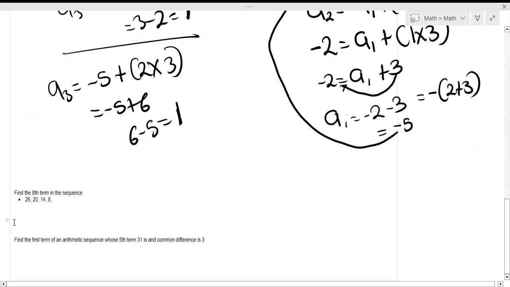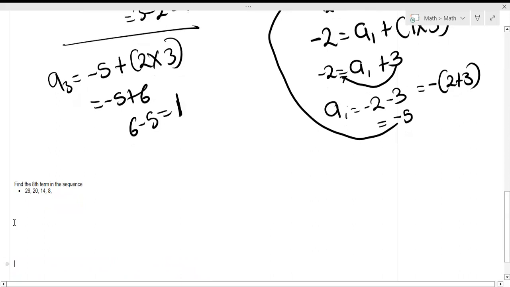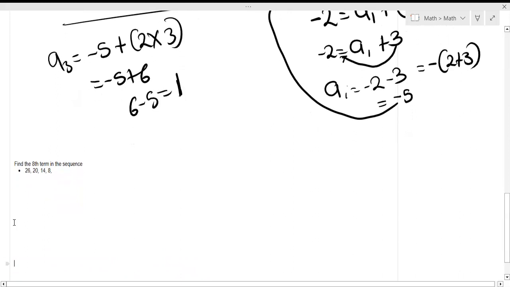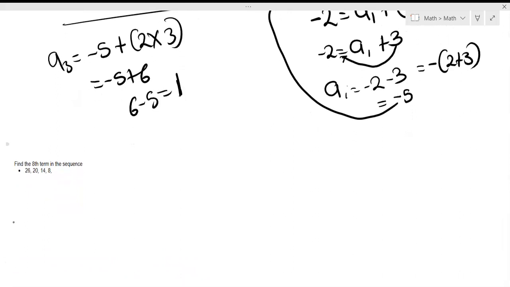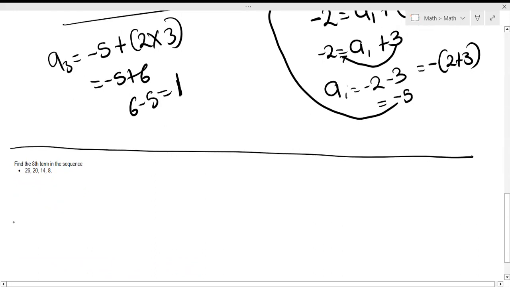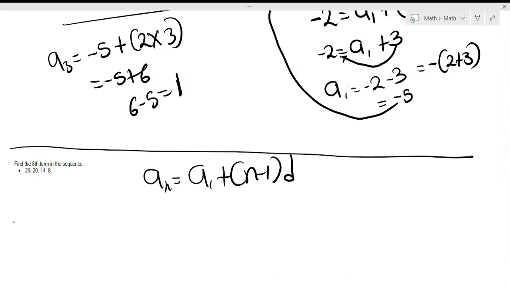Find the eighth term of the sequence. So this is quite simple. You don't have to do simultaneous equations. We just use the general formula for the nth term, which is an is equal to a1 plus n minus 1 d. Our n is 8 here because we're looking for the eighth term. What's our first term? The first term is 26.